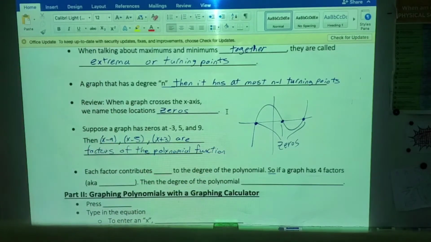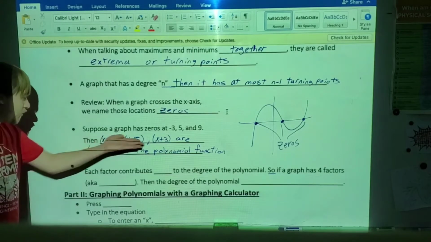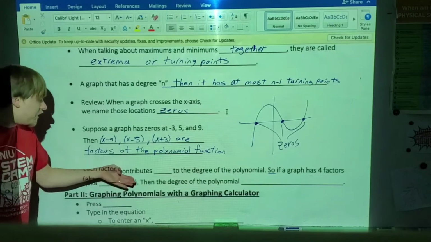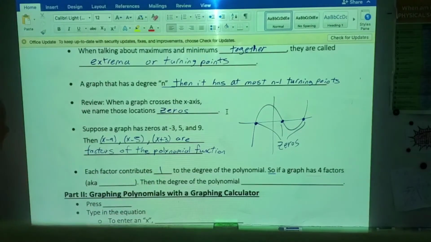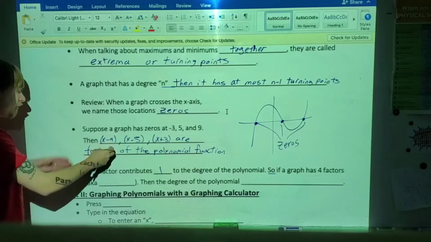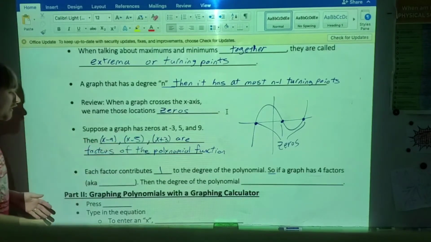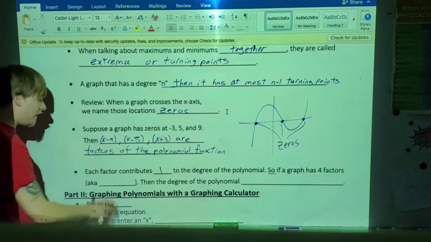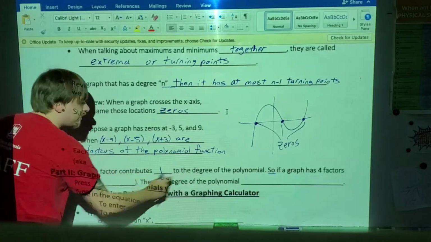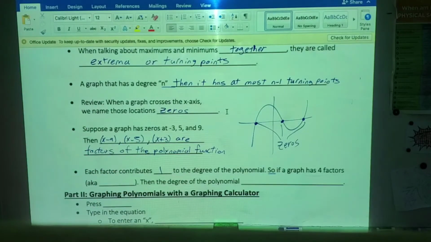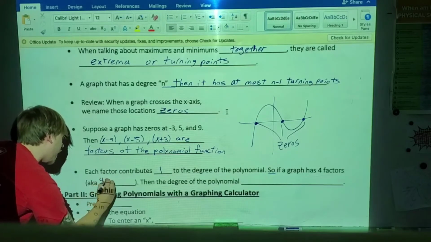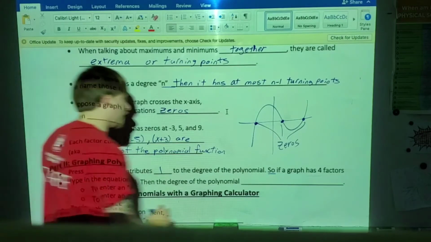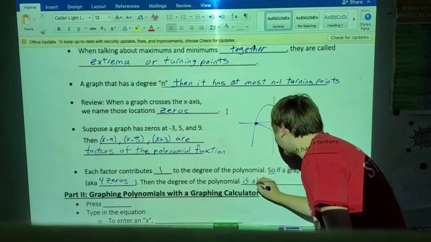Okay. So when we have zeros, those zeros contribute to some factors of the polynomial function. Now, each factor contributes 1 to the degree of the polynomial. If we chain together these binomials and multiply them, every time you add one of these sets of parentheses, it contributes 1 to the degree of the polynomial. So if a graph has 4 factors, aka 4 zeros, then the degree of the polynomial is at least 4.